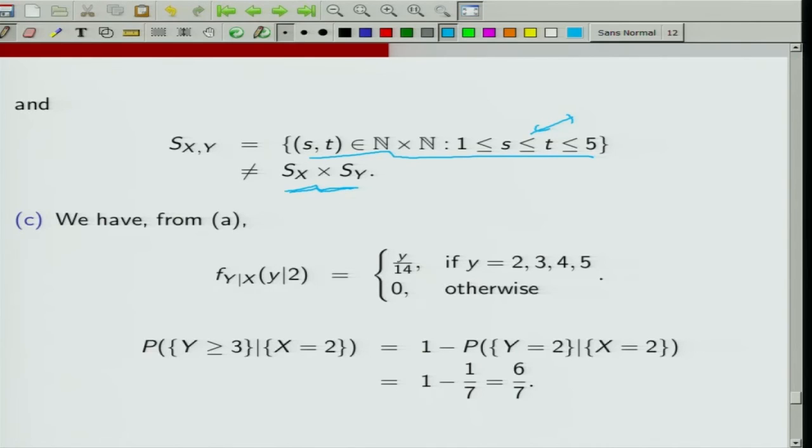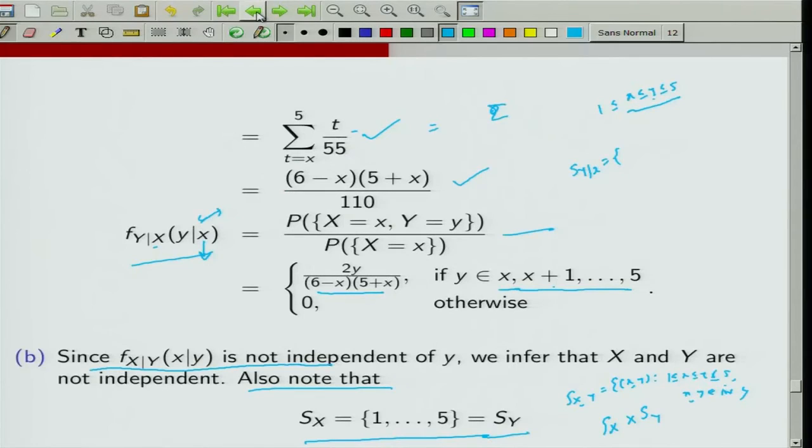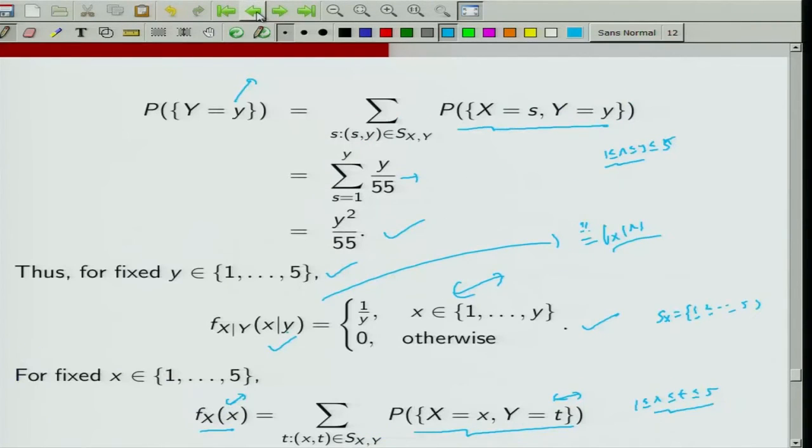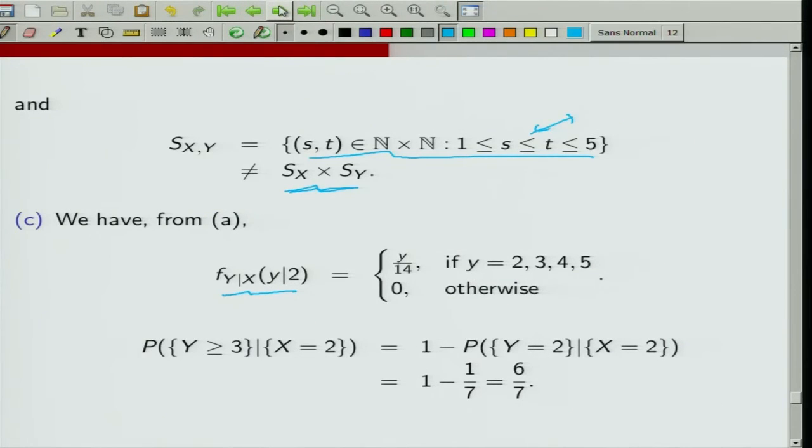So, now let us consider the conditional probability mass function of y given x equal to 2. That we have already found for any x belonging to... let us see what we have to find. We have to find the conditional probability mass function of y given x. So, x has been fixed.